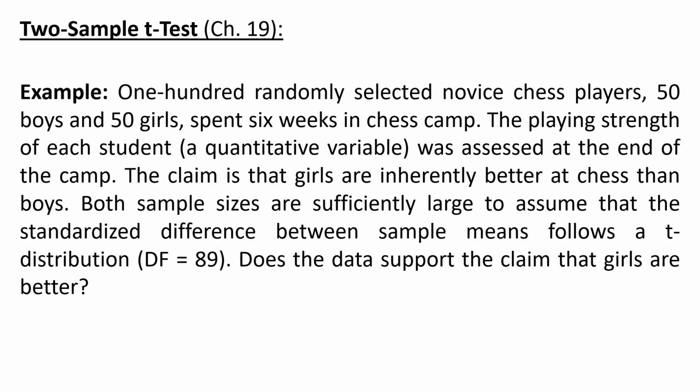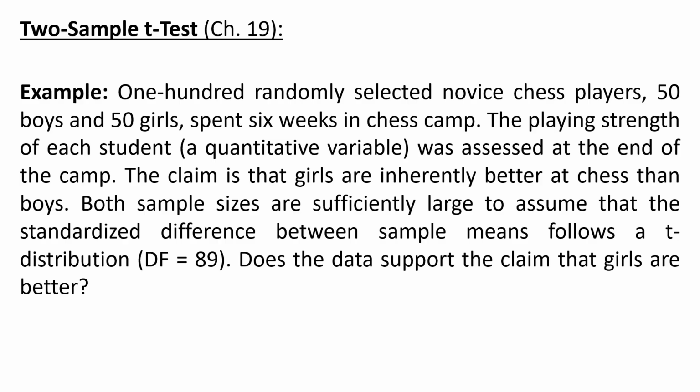Both sample sizes are sufficiently large to assume that the standardized difference between sample means follows a t-distribution. In other words, I'm saying model assumptions are satisfied. The degrees of freedom is given, and in the one instance of a two-sample t-test, this is the one model where we have to tell you what the degrees of freedom is, and here we're telling you it's 89. The question is, does the data support the claim that girls are better?